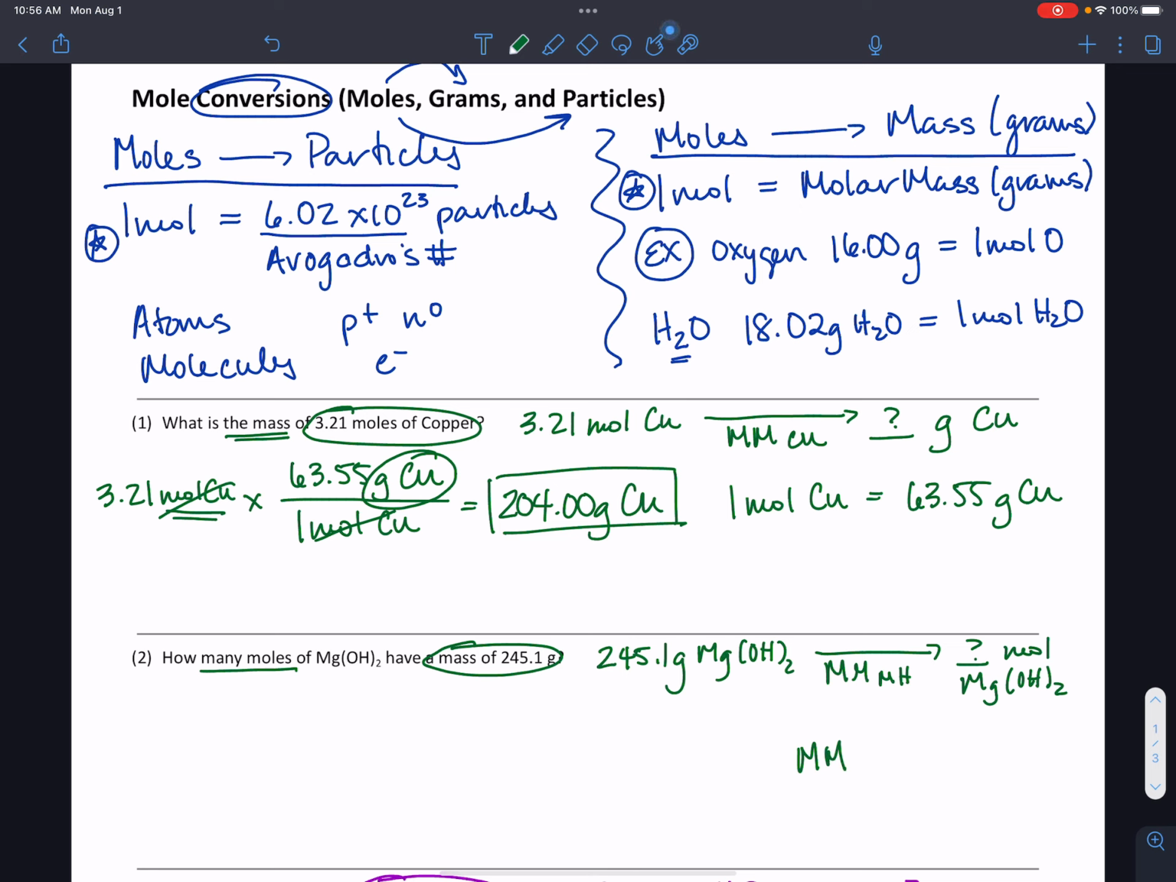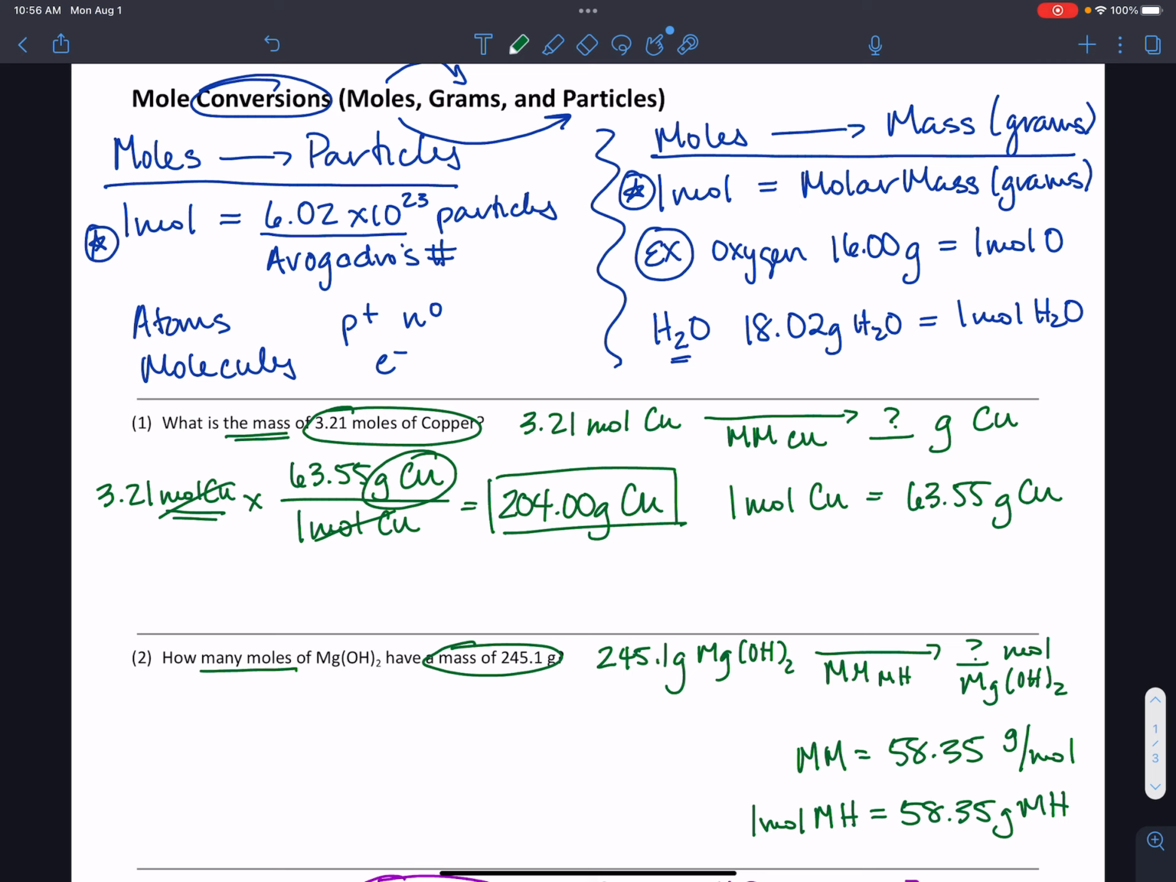All right, so the molar mass of magnesium hydroxide, I go to the periodic table, I take magnesium, and then I add 2 oxygens and 2 hydrogens. And I find that the molar mass of magnesium hydroxide is 58.35. Your unit here is going to be grams per mole. So our unit equality would be 1 mole of that magnesium hydroxide has a mass of 58.35 grams.